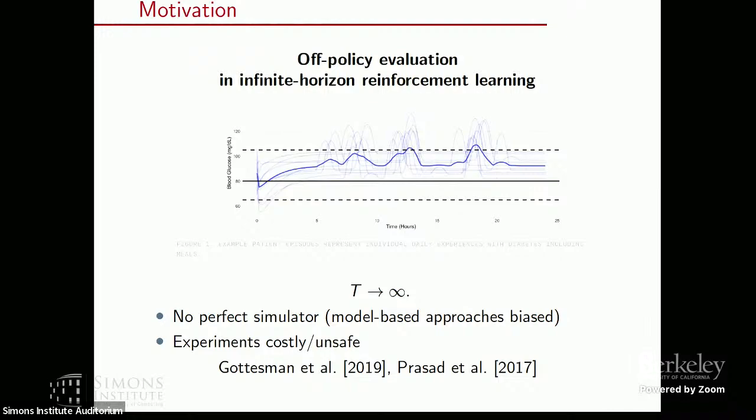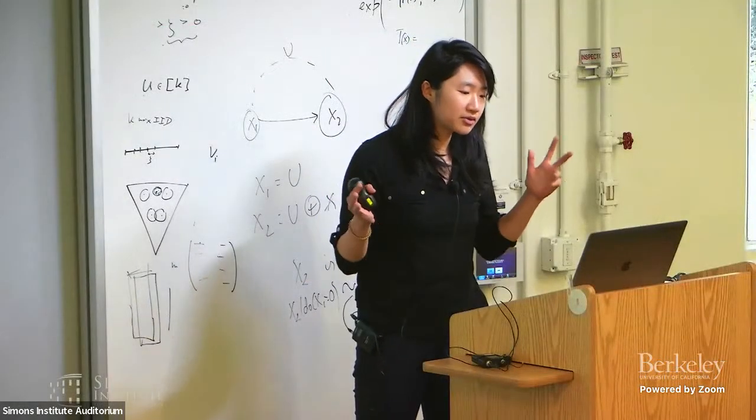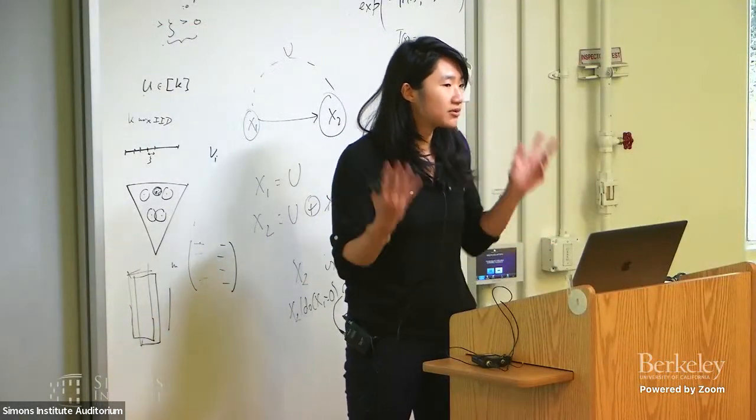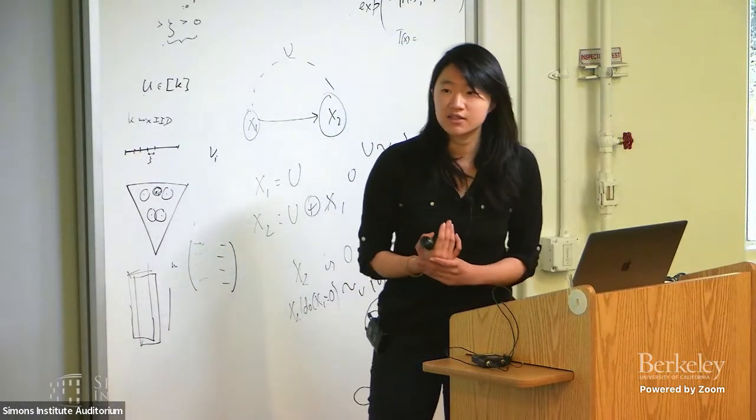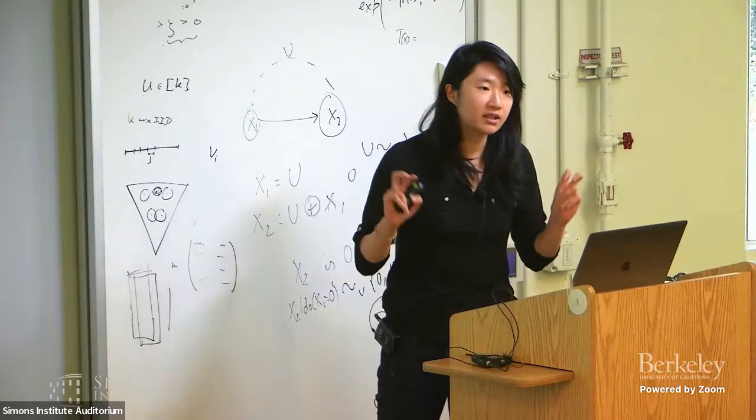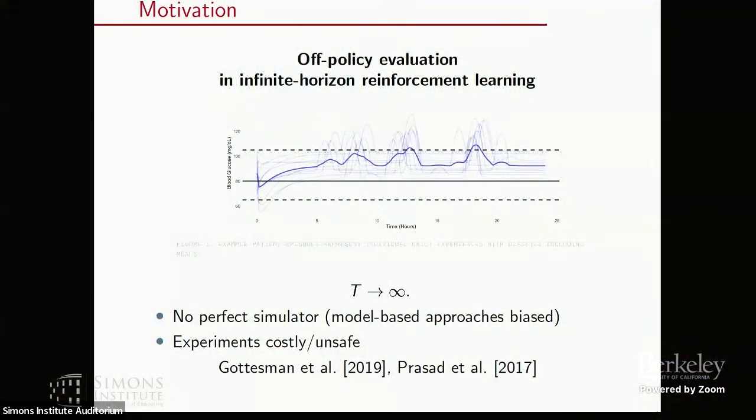Some aspects of this problem regime, broadly speaking, are that we don't know the underlying dynamics of the system. In reinforcement learning terminology, we say that we don't have a perfect simulator. And so that means that many model-based approaches, or correspondingly G computation or other approaches that make functional form assumptions, can lead to biased estimation.